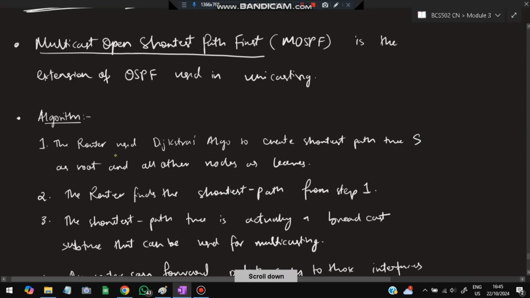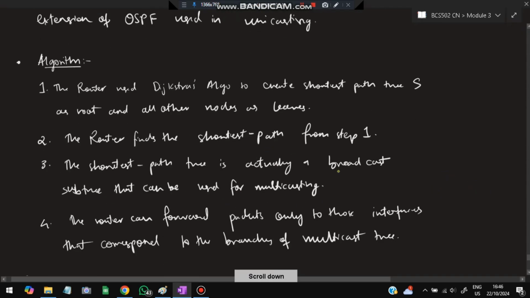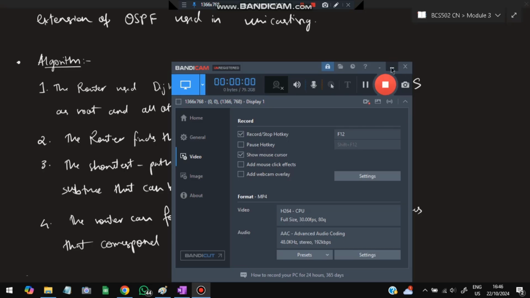So what is the algorithm? The router uses Dijkstra's algorithm to create the shortest path tree with S as root, and all other nodes as leaf. So it creates a subtree for transferring information in bulk. And the router finds the shortest path from step one. Here the tree is created, and the shortest path that will be taken will be used for broadcasting.